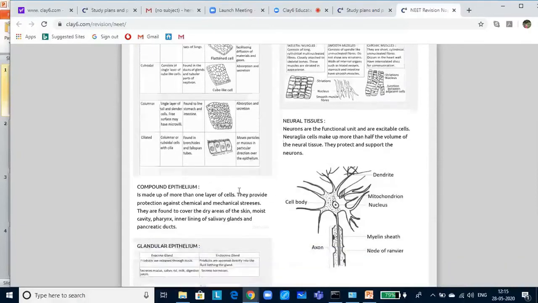Now, let us look at the compound epithelium. Compound epithelium is made up of more than one layer of cells. They provide protection against chemical and mechanical stresses. They are found to cover areas of the skin, moist cavity, pharynx, inner lining of salivary glands, and pancreatic ducts.